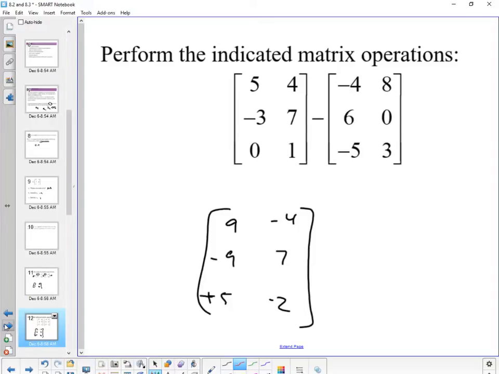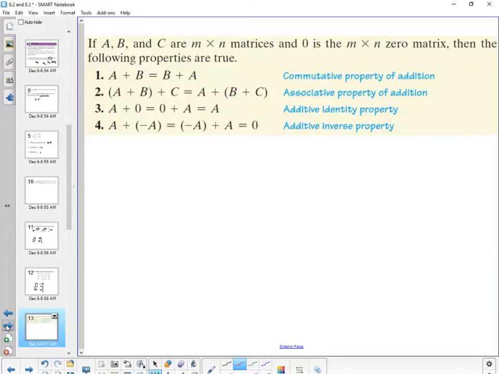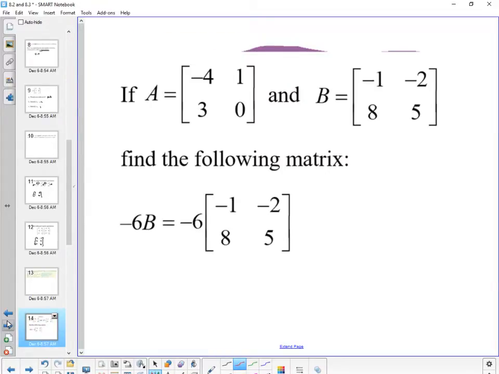I can change the slide? Alright, you guys know these rules, right? The commutative property, the associative property, the additive property, the inverse property? Do you guys need this slide or no? I can change it. Okay. Sarah, are you taking these notes? Yeah, I'm watching, but I'm not writing.